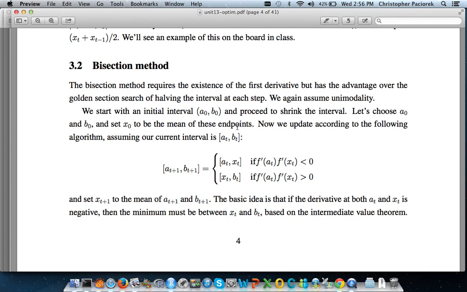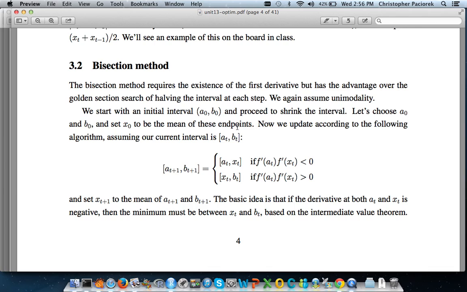So the idea of bisection is that if I am willing to assume the function has a first derivative, then I can use the information from the first derivative to remove more of the domain at every step. By having some more structure in the problem and assuming that it holds, I can eliminate more of the interval at every iteration and come up with a more efficient procedure. So that's what bisection is.